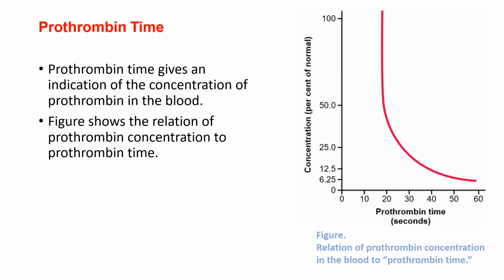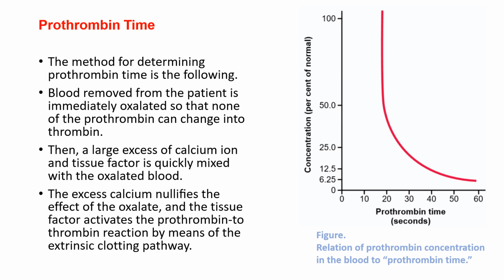Prothrombin time. Prothrombin time gives an indication of the concentration of prothrombin in the blood. The figure shows the relation of prothrombin concentration to prothrombin time. The method for determining prothrombin time is the following. Blood removed from the patient is immediately oxalated so that none of the prothrombin can change into thrombin. Then, a large excess of calcium ion and tissue factor is quickly mixed with the oxalated blood. The excess calcium nullifies the effect of the oxalate, and the tissue factor activates the prothrombin to thrombin reaction by means of the extrinsic clotting pathway.